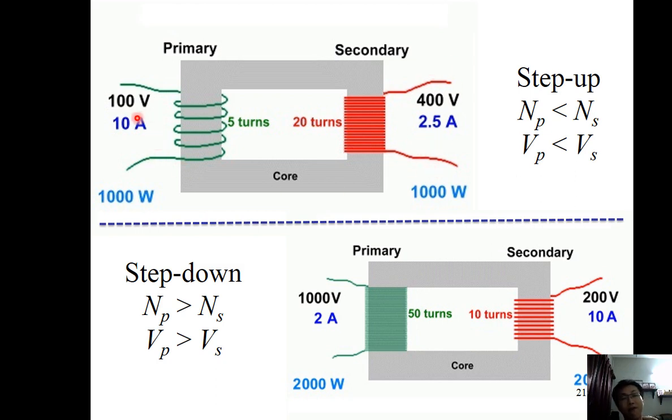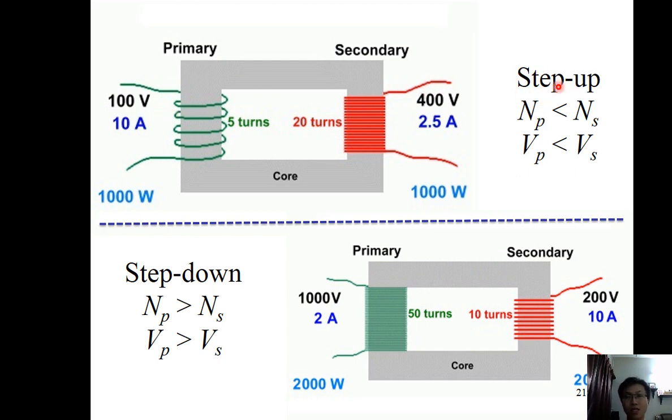So for example, now I have 100 volt VRMS, 10 ampere ARMS, and this is 1000 watt. We assume that it is a lossless transformer. So 1000 watt transferred to the secondary will be 1000 watt. And if I need the rated voltage at the secondary side to be 400 volt, the ampere that I will get is 2.5 ampere. So we can see that this is a step up transformer from 100 volt to 400 volt.